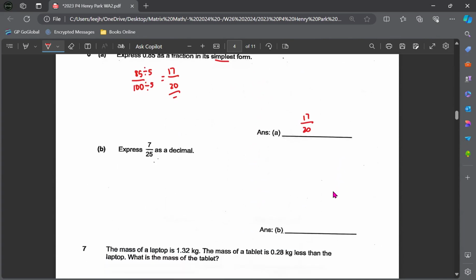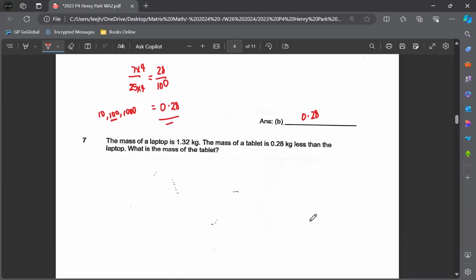Question B, express 7 over 25 as a decimal. When you want to express as a decimal, your denominator should either be a 10, 100, or 1,000. In this case, 25, you can only change to 100 by multiplying by 4. So remember, numerator also times 4, 28 over 100. So this is 28 hundredths, which means in decimal is 0.28.